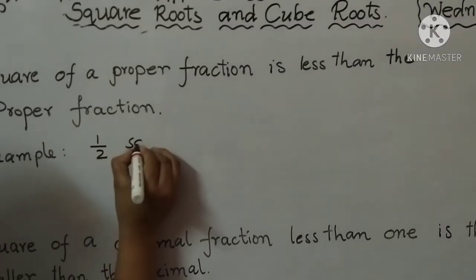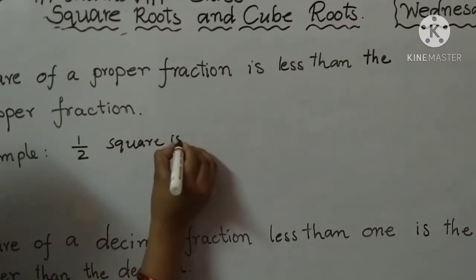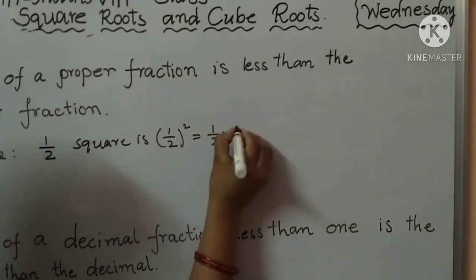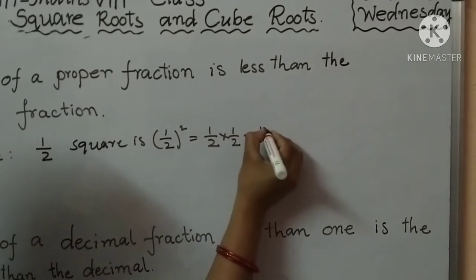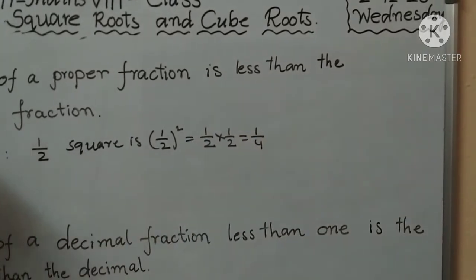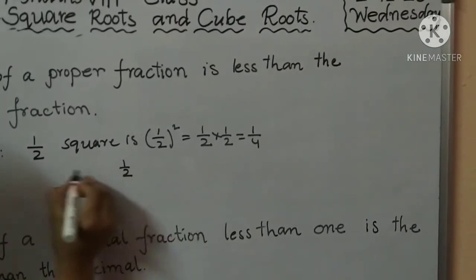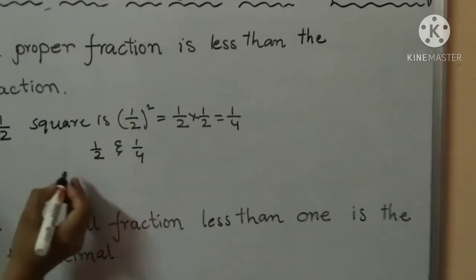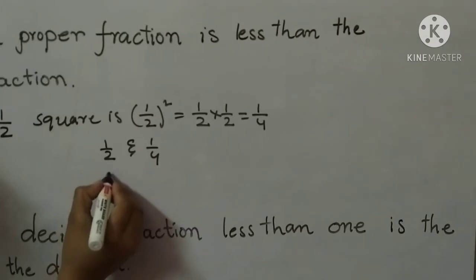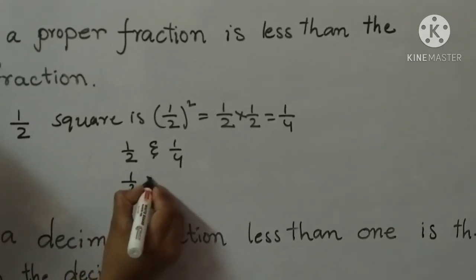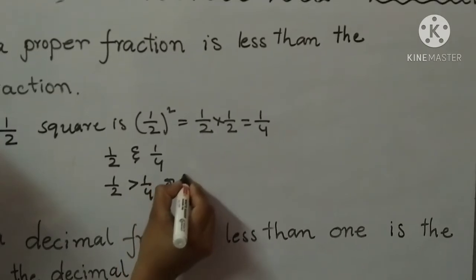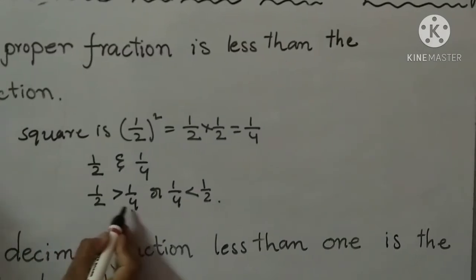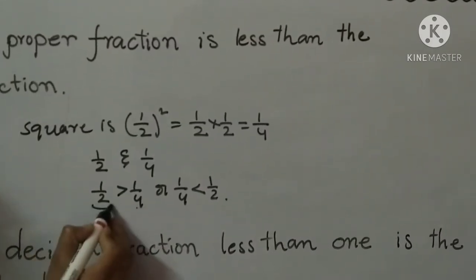Its square is 1 by 2 whole square, which means 1 by 2 into 1 by 2. So 1 ones are 1, 2 twos are 4, so 1 by 4. Now comparing 1 by 2 and 1 by 4, which is the greater number? Observe that 1 by 2 is greater than 1 by 4, or 1 by 4 is less than 1 by 2. This is the greater number.